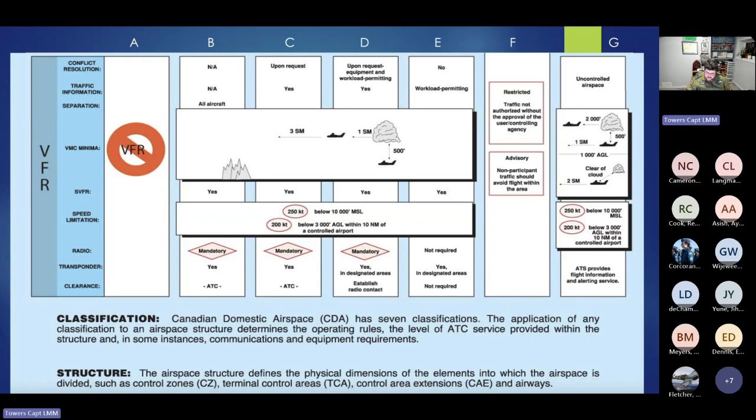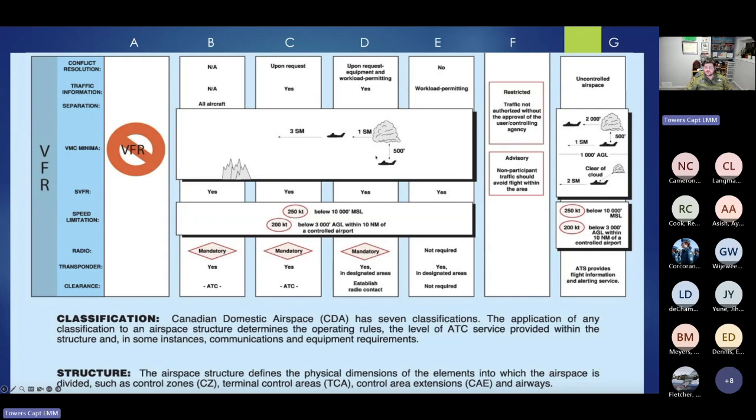Okay, there's some speaker notes here. It's the chart. Okay, so for the memorization for the test, this is the chart that you should be referring to because it's specifically for VFR. So it breaks down the 7 main classifications, and then how they handle conflict resolution, traffic information, and separation, and the VMC, or visual meteorological conditions, I believe.